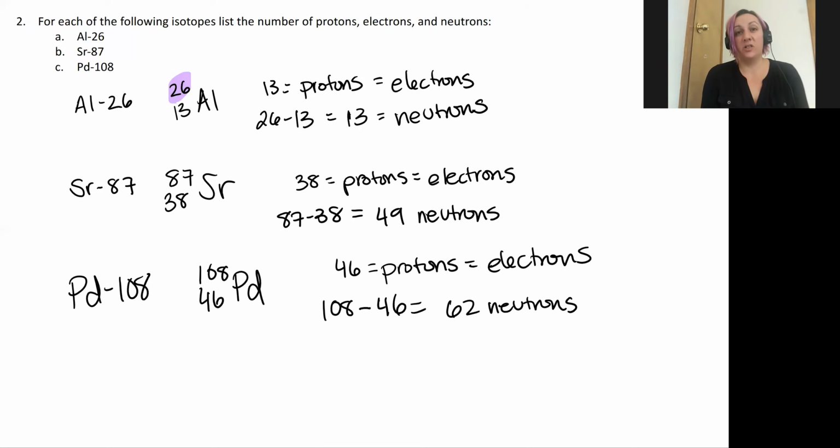And so that's how I can determine the subatomic particle numbers just from knowing the mass number and the element.